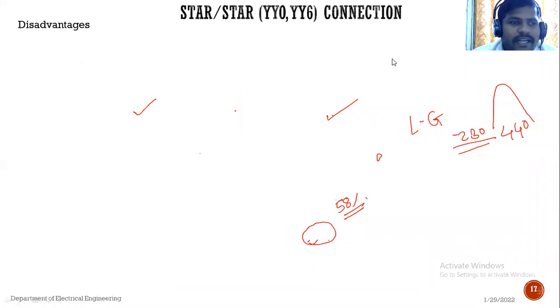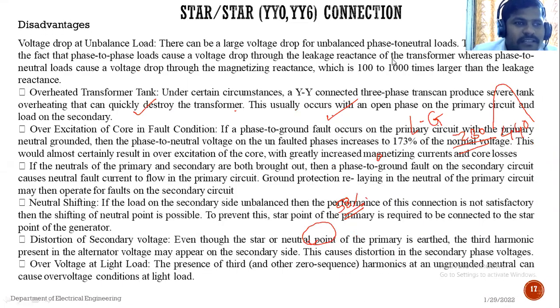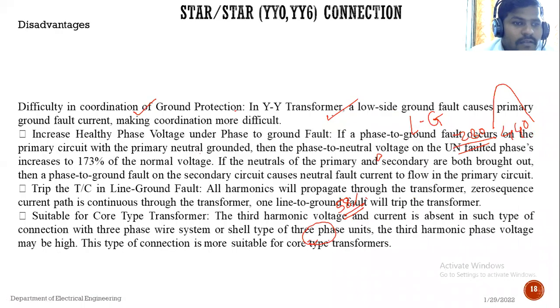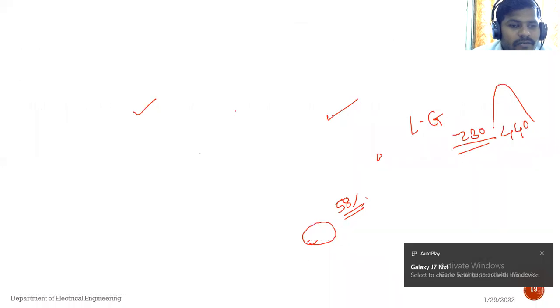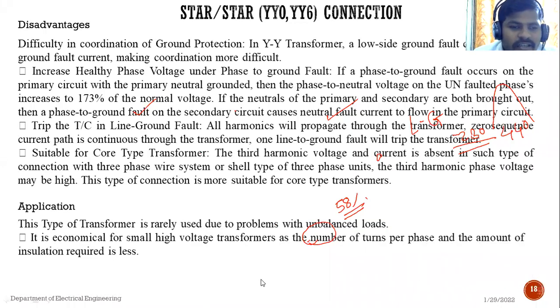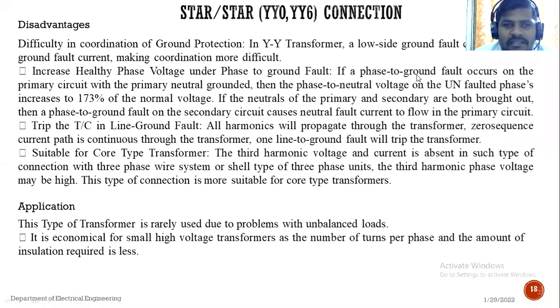So these are the disadvantages. Again, there are some disadvantages related to star-star connection. And these are the applications. Okay, see, we will see the applications and we will stop. See, these types of transformers are rarely used due to the problem with unbalanced load. सांगितलं नॉन लिनियर लोड किंवा अनबॅलन्स लोडला याचा जो काही प्रॉब्लेम आहे, ड्यू टू दॅट प्रॉब्लेम दिस इज रिअरली यूज्ड. कमी प्रमाणात आपण यूज करतो.